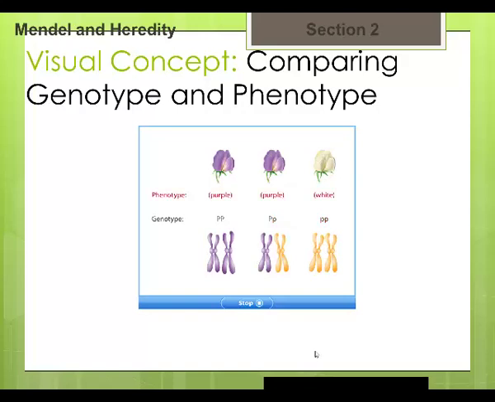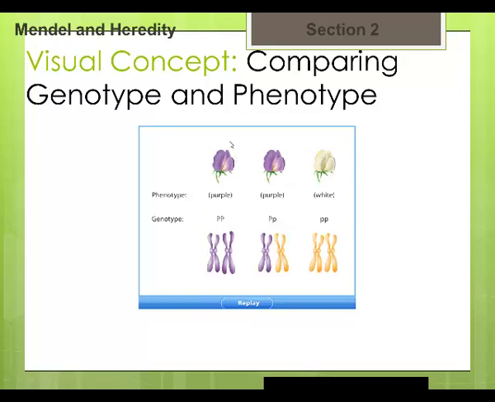Phenotype refers to what we can see or measure with respect to a trait. If the pea plant has at least one dominant allele, the phenotype for flower color is purple. If the pea plant has only recessive alleles, the phenotype for flower color is white. Alright, so the phenotype is determined by the genotype. And in this case, anytime the uppercase P shows up, the flower color is purple.